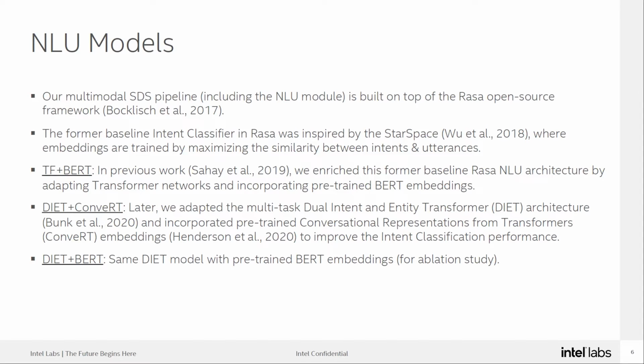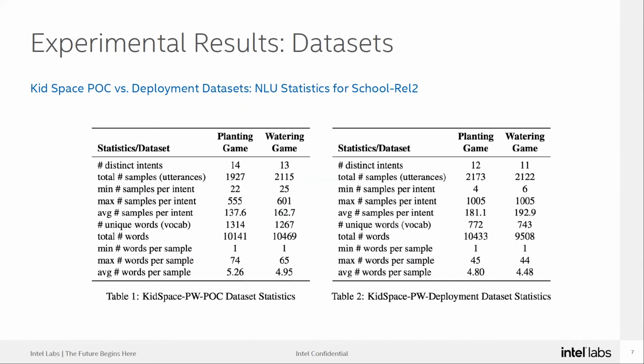So these are better than BERT embeddings, the ConveRT, and it's more efficient. I mean, it's a lightweight architecture. Both DIET and ConveRT are memory efficient, and also much faster to train, and more convenient for our use cases as well. And also for the ablation study, we also checked DIET plus BERT, just to see the effects of switching from TF to DIET and also switching from BERT to ConveRT.